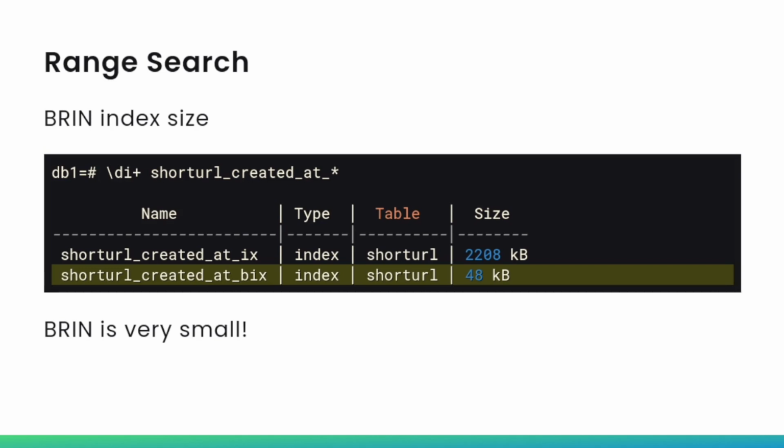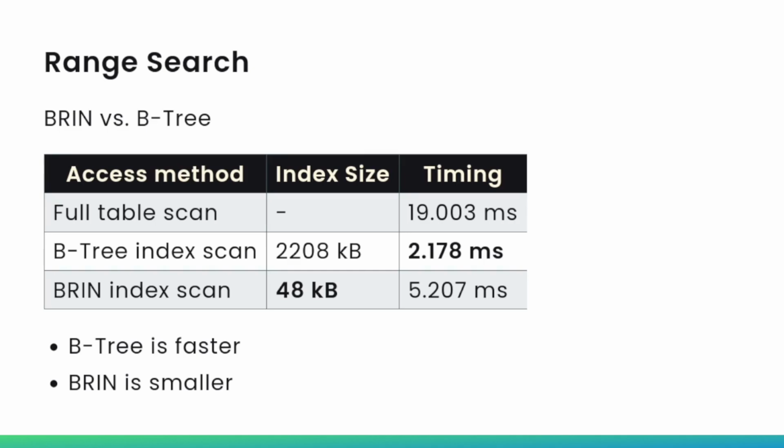But let's look at the size, okay? So I issue \di+ with the prefix of both indexes. And as you can see, the BRIN index is very, very small compared to the B-tree. So the B-tree is more than 2 megabytes, while the BRIN is just 48K. Okay, that's very, very small. So if I put BRIN and B-tree and the full table scan, what I can see here is that while B-tree is the fastest, BRIN is the smallest.